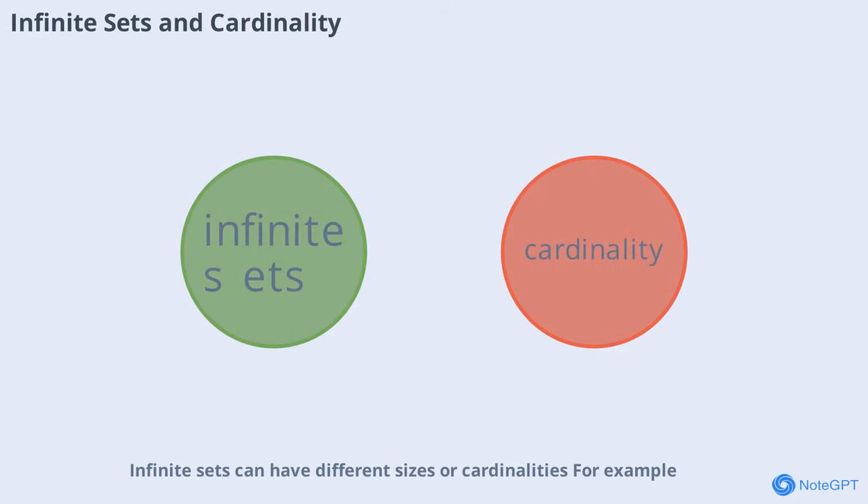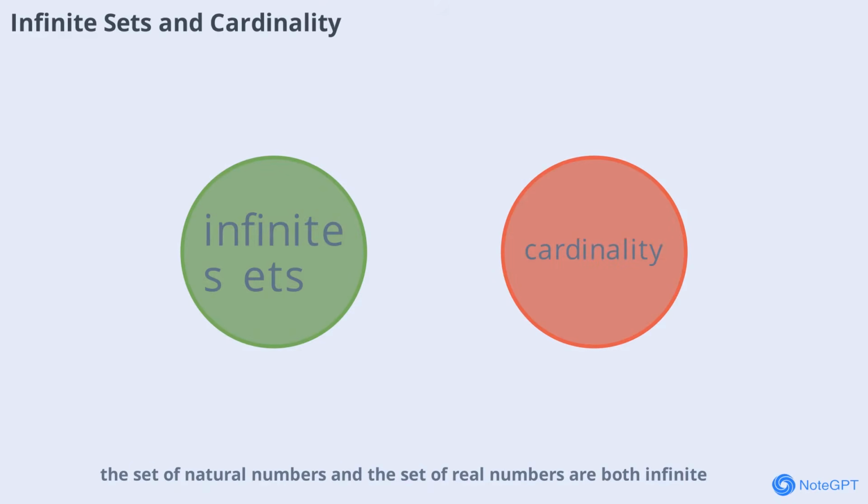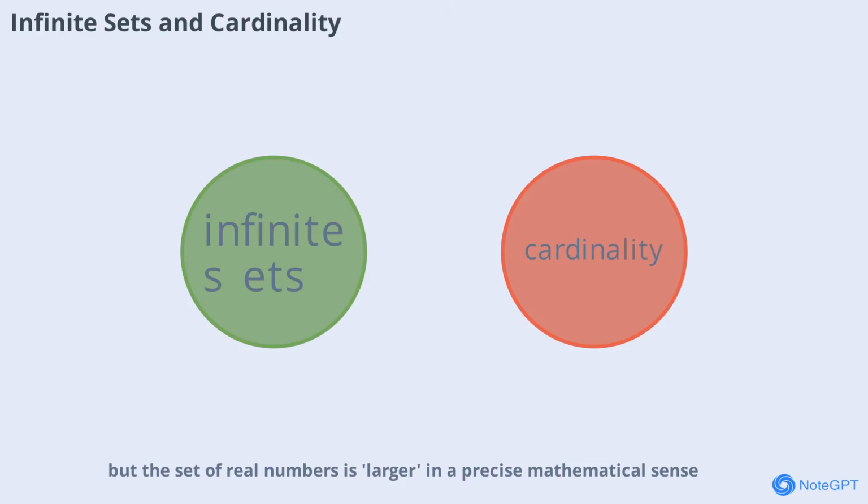Infinite sets can have different sizes or cardinalities. For example, the set of natural numbers and the set of real numbers are both infinite, but the set of real numbers is larger in a precise mathematical sense. This idea was developed by mathematician Georg Cantor.